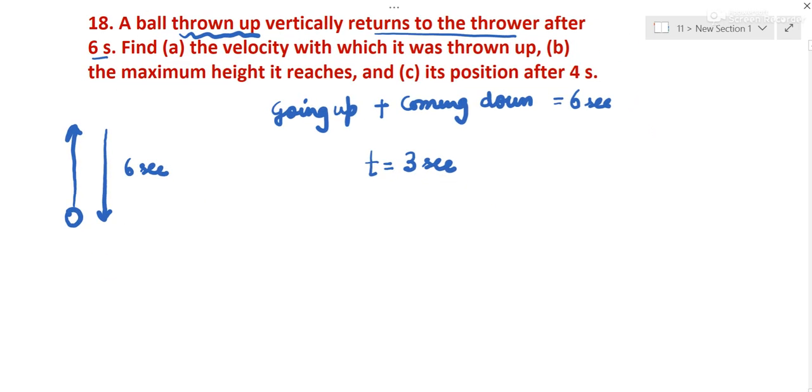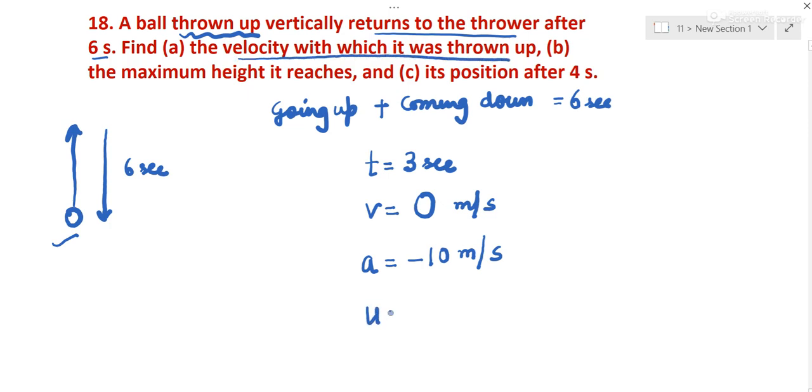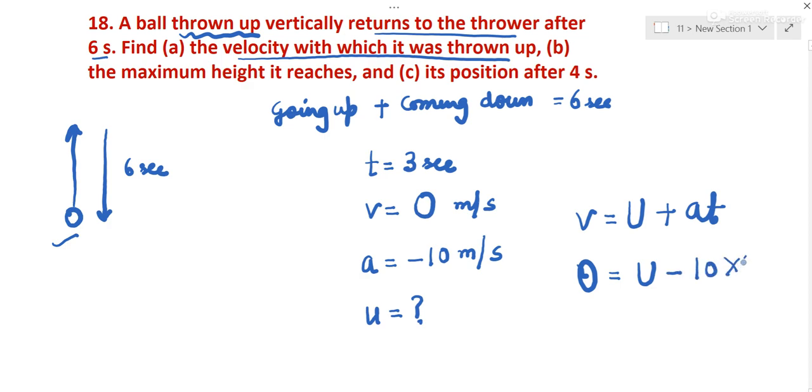Okay, it has been thrown up. So thrown up means v is 0. Thrown up, so acceleration is opposite. We have to find out the initial velocity with which it was thrown up. So u is to be found. We can use simply the first equation of motion, v is equal to u plus at. So 0 is equal to u minus 10 into 3. So u minus 30 is 0. So the initial velocity with which it was thrown was 30 meter per second.